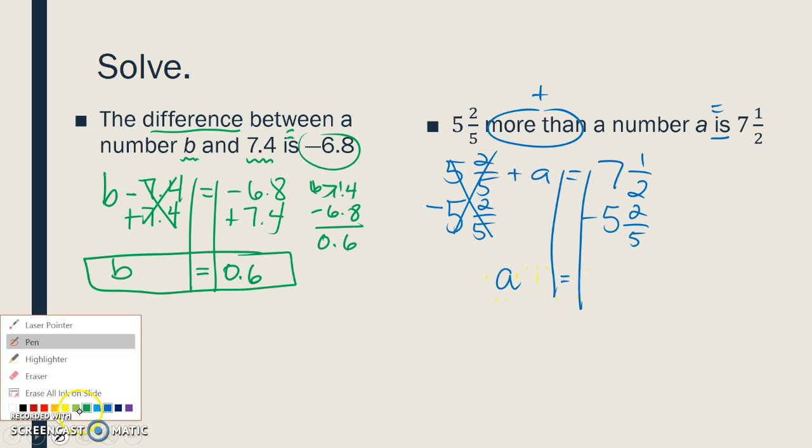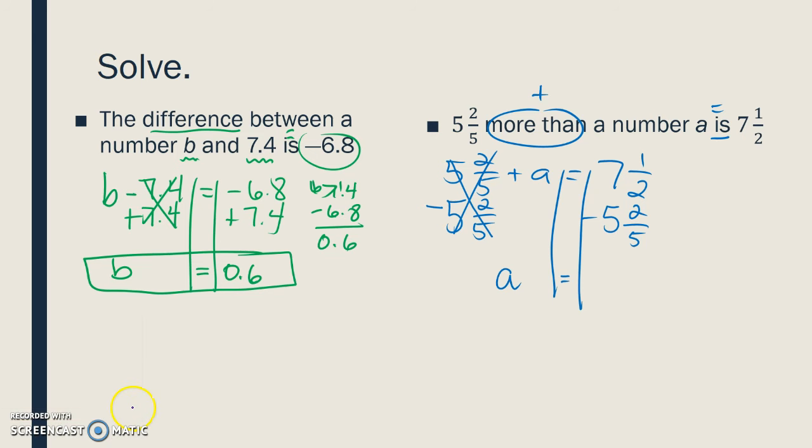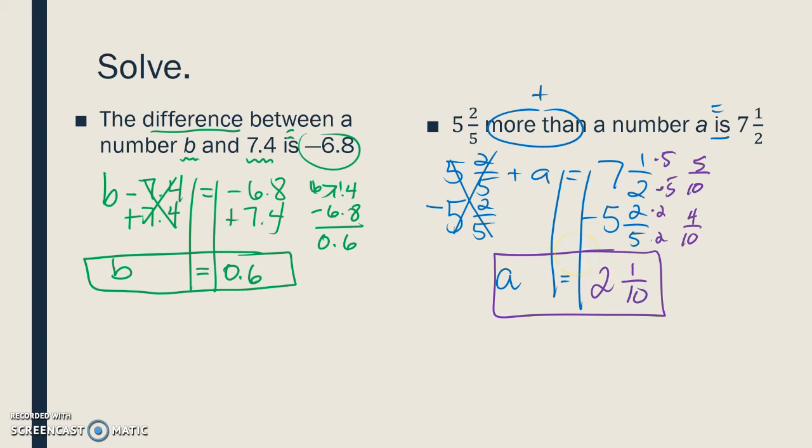Now here, again, we're going to need that common denominator. So 1/2 is going to turn into, we're going to multiply by 5, and get 5/10. Here, we're going to multiply by 2 and get 4/10. Since we can do 5/10 minus 4/10, we don't need to change these into improper fractions. If we weren't able to do this and it would be negative, we'd have to borrow, but we don't have to worry about that yet. So 5/10 minus 4/10 would be 1/10. And then 7 minus 5 is 2. So your answer is 2 1/10.